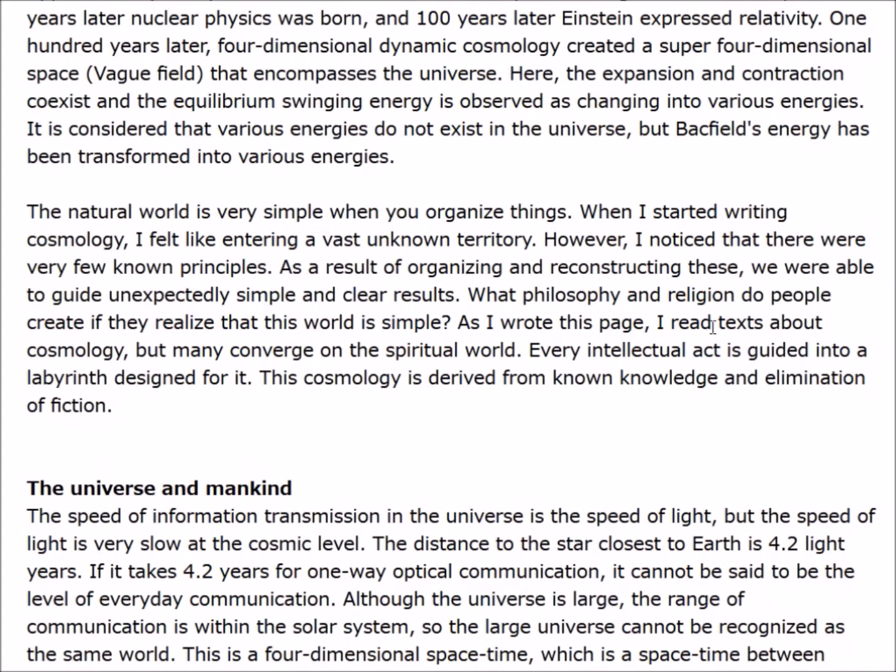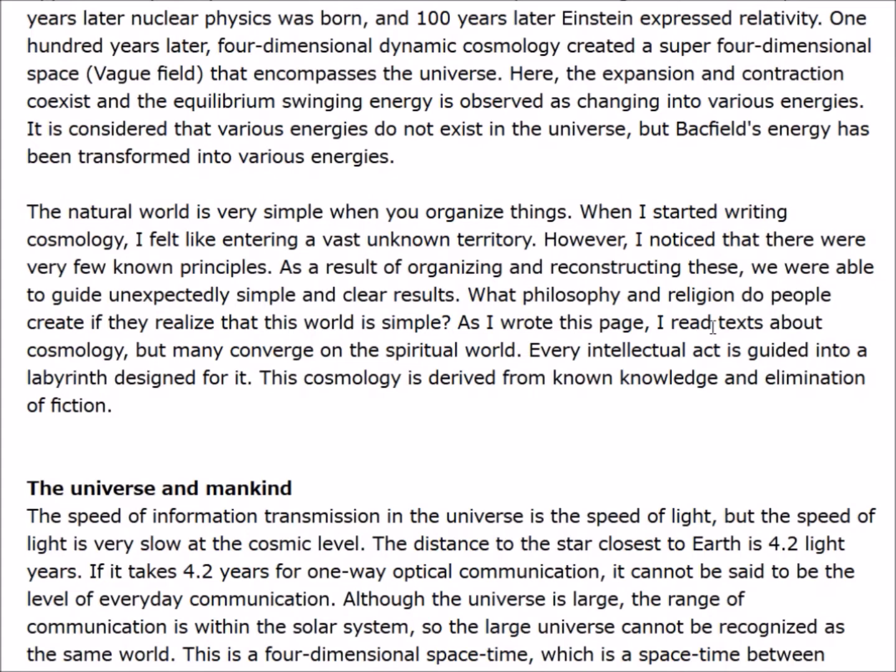However, I noticed that there were very few known principles. As a result of organizing and reconstructing these, we were able to guide unexpectedly simple and clear results. What philosophy and religion do people create if they realize that this world is simple? As I wrote this page, I read texts about cosmology, but many converge on the spiritual world.